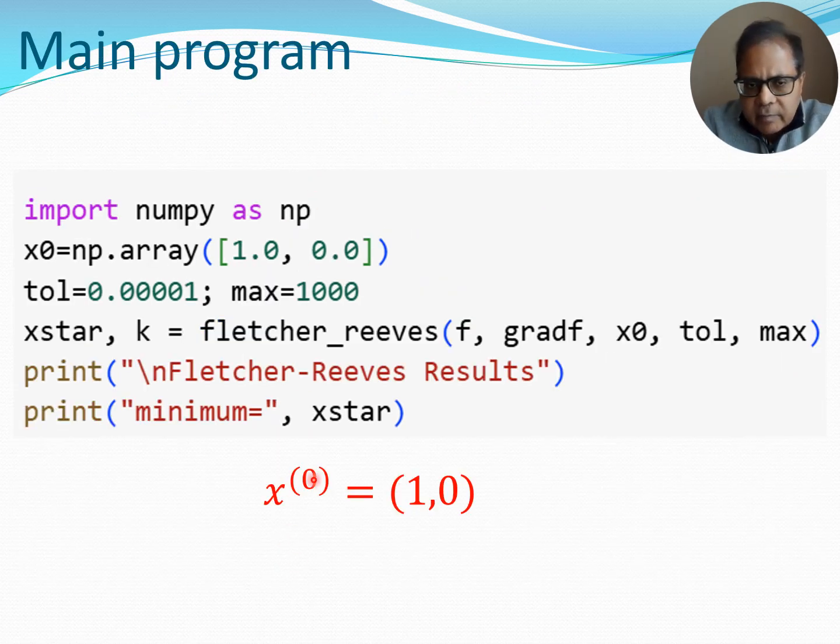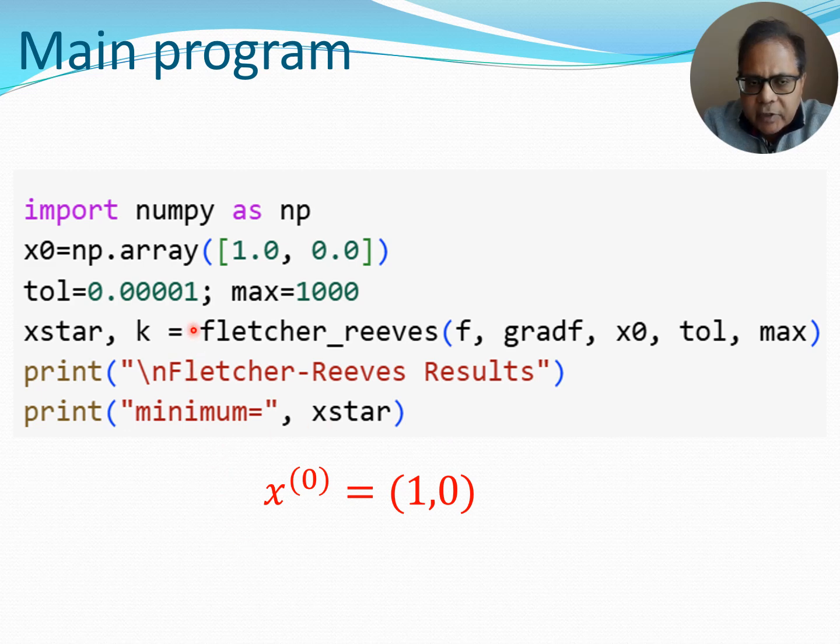Let us now write the main program first, and then we are going to delve into the Fletcher Reeves function, which is going to do all the Fletcher Reeves descent, search direction, and so on. So essentially, I of course first import numpy as np. I declare the starting point x0 as 1 and 0, like it's mentioned here in the math.